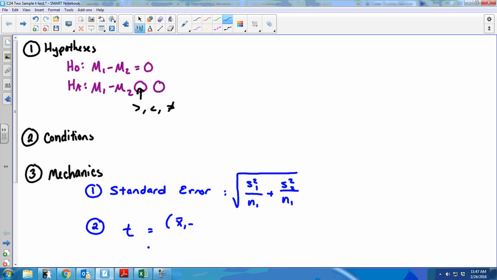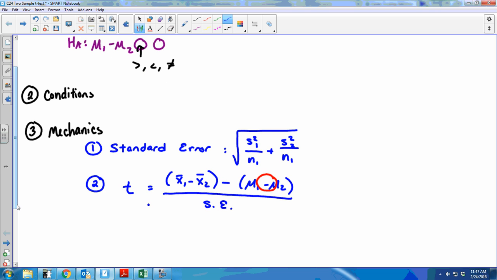x bar 1, or y, our book uses y bar, x bar 2, minus mu 1 minus mu 2, but we're generally assuming the difference is 0, so this difference becomes 0. And we divide that by the standard deviation, or the standard error in this case. Right? That's what it says on the formula sheet. It says statistic minus parameter over standard deviation. Questions about how to calculate that?